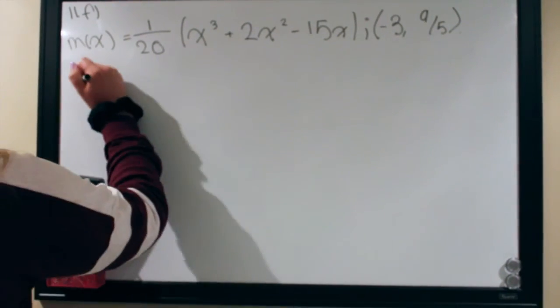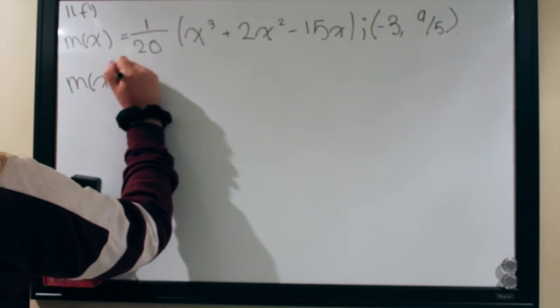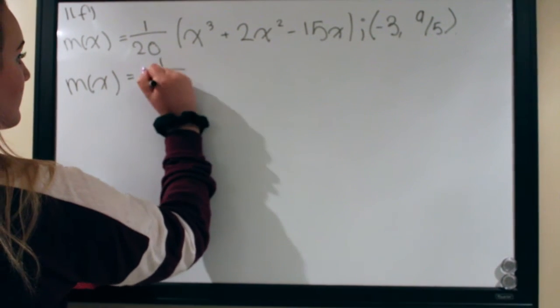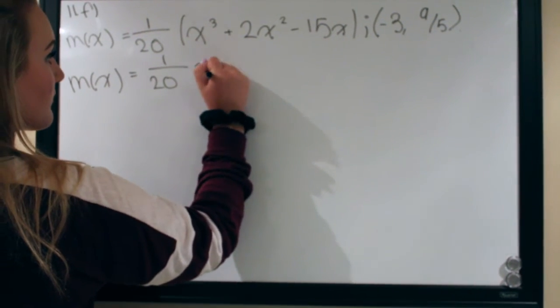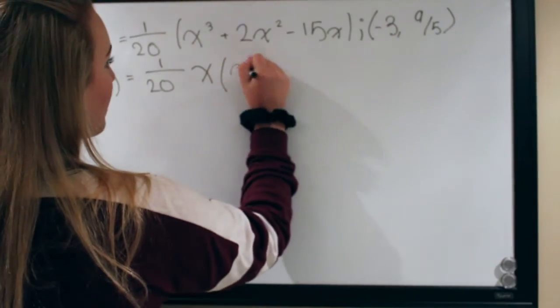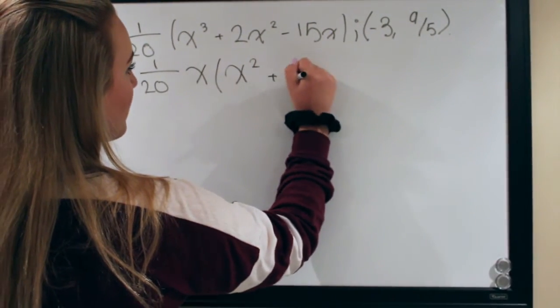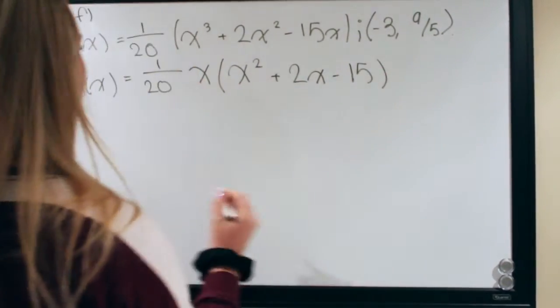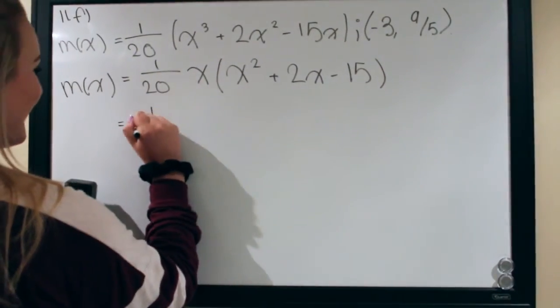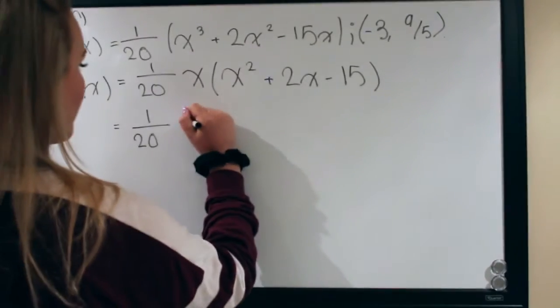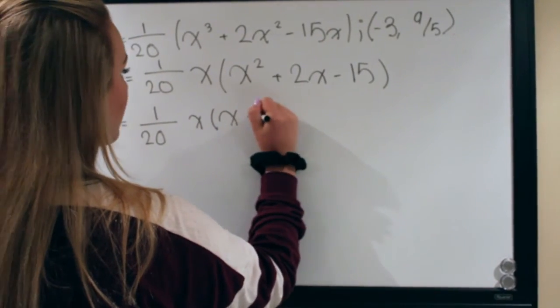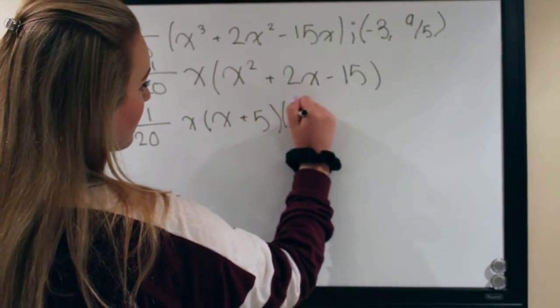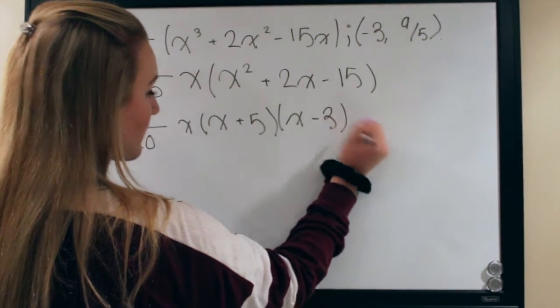Begin this question by factoring out the x. By doing this, you will end up with a quadratic function. M(x) equals 1/20 x times (x squared plus 2x minus 15). Put the function in factored form to find the zeros. They will be used later on. M(x) equals 1/20 x, (x plus 5), and (x minus 3).